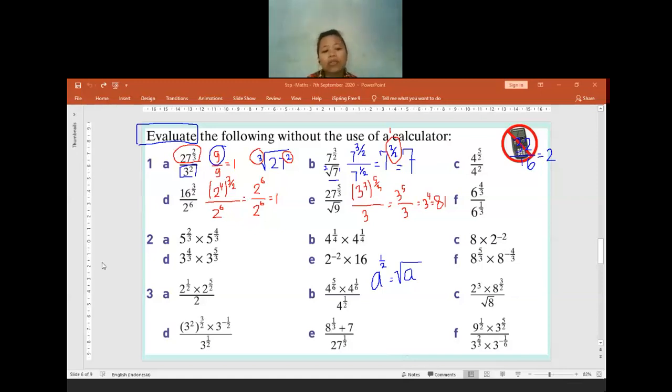Using the index laws that we have learned, power meets power, we do times. So we times the 4 and 3 per 2. 4 times 3 per 2, the answer will be equals to 6. And then the denominator, we keep it as indices. We keep it as 2 to the power of 6. Now we have 2 to the power of 6 divided by 2 to the power of 6. Numerator and denominator have the same numbers, so when we divide them, the answer will be equals to 1.